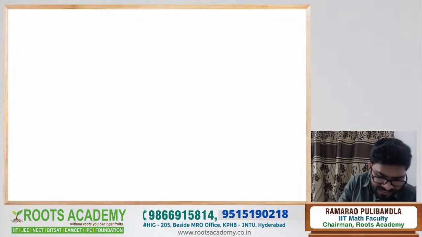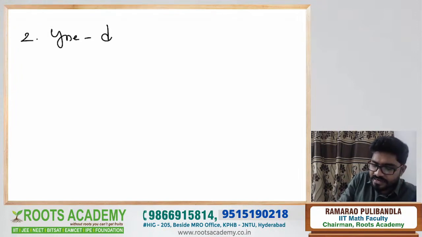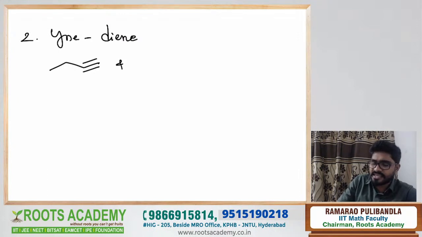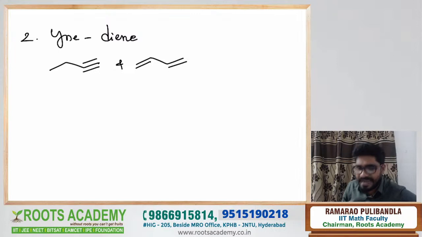Take the second one, guys. Ynes and dienes. These are also functional isomers. So we can take the yne, for example, butyne. And if you consider diene, this is going to be like this. Here double bond, here double bond. Yne and diene, both are the functional isomers.